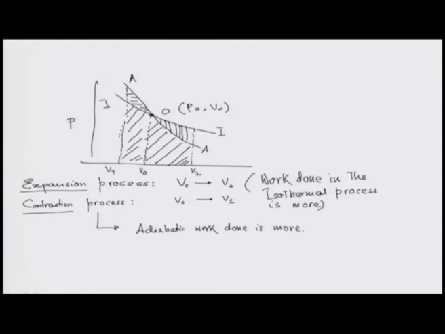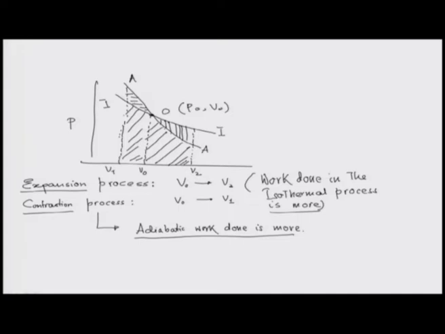Work done in the isothermal process is more in comparison to the work done in the adiabatic process, because the isothermal process has this additional area. On the other hand, it is reverse if you consider the contraction process, in which the adiabatic curve lies above the isothermal curve and the adiabatic work done is more, because you have to include this small area also. This is what I wanted to say about two subtle issues about the adiabatic process.